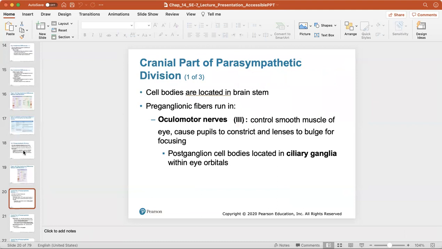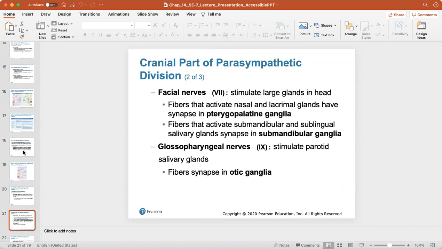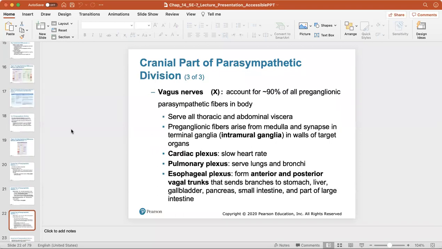The cranial part of the parasympathetic division, cell bodies are located in the brainstem, and we have preganglionic fibers that run in your oculomotor nerves that help to control smooth muscle of the eyes, causing the pupils to constrict and the lens to bulge for focusing. Facial nerves will stimulate large glands in the head. The glossopharyngeal nerve will stimulate your parotid salivary glands because, again, your parasympathetic division is the rest and digest division, so it'll increase salivary activity.